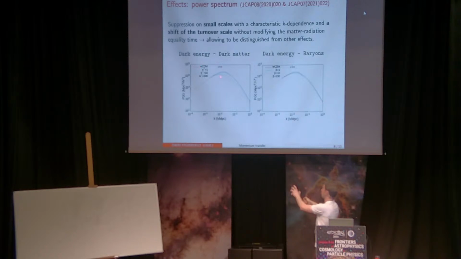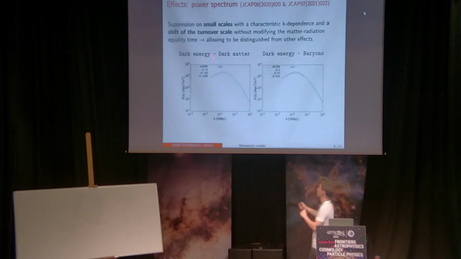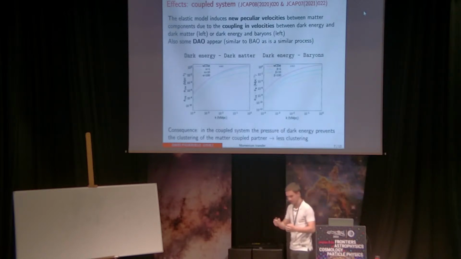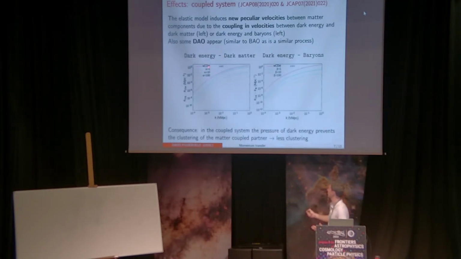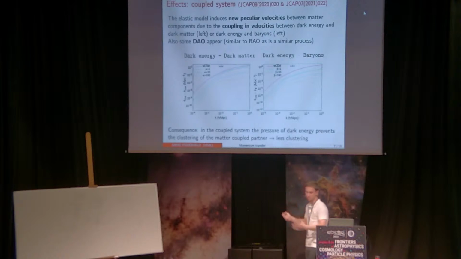This is very important because usually this peak is set by the equality time between matter and radiation. But here, we do not modify this background quantity, so it should be the same, but it's not. Also, for the velocity, there is a very similar effect, but now we call it dark acoustic oscillation, that appears depending on the value of alpha, and for a different scale. So we are able to distinguish between the baryon acoustic oscillation and this dark acoustic oscillation.